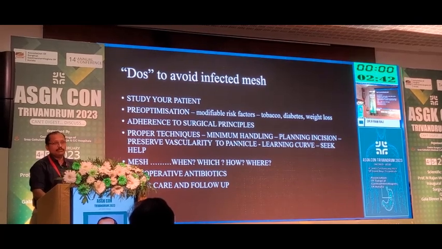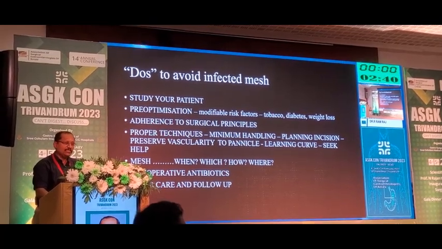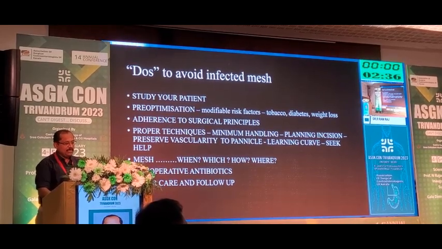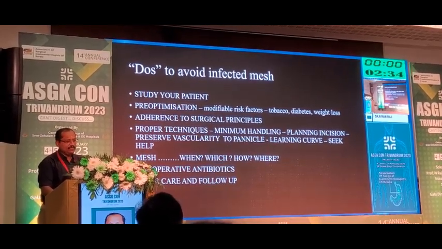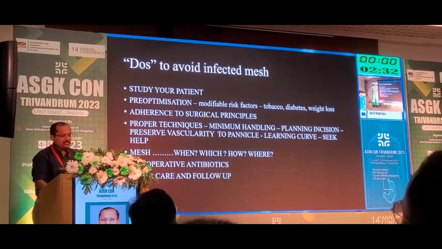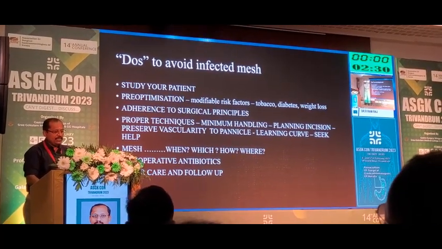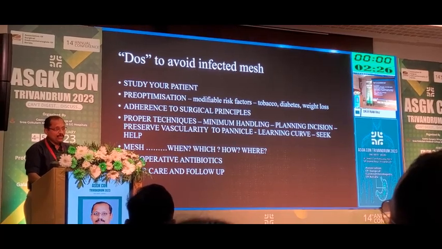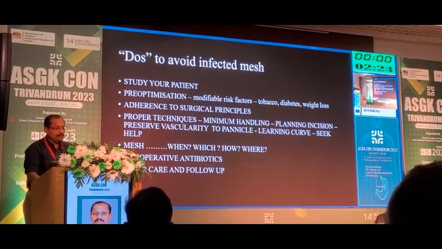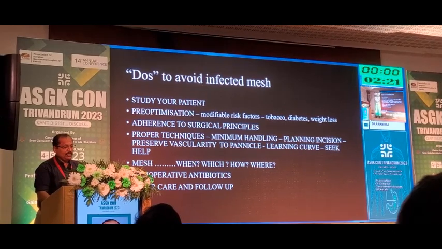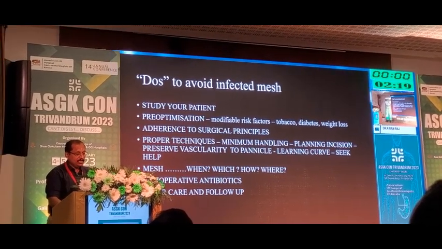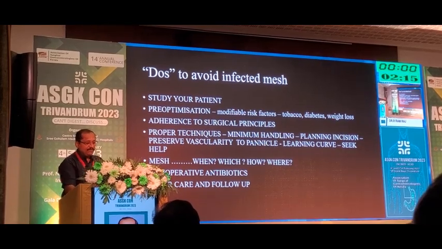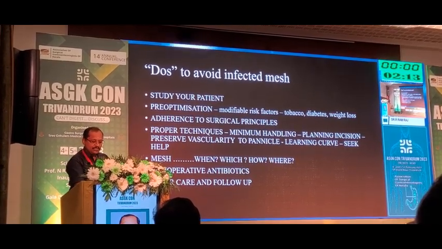In fact, this is the most important thing. When you are going ahead with the first primary surgery for a hernia, if you can follow these steps: study your patient thoroughly, perfect pre-optimization without any compromise, adherence to the surgical principles, proper techniques carried out, what mesh to be used, when it is to be used, how it is to be placed. Is there a possibility that you can avoid a mesh when it is really not necessary? This, followed by perioperative antibiotics and aftercare, would necessarily give you good results.